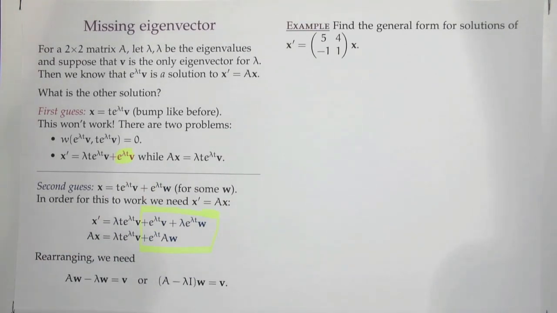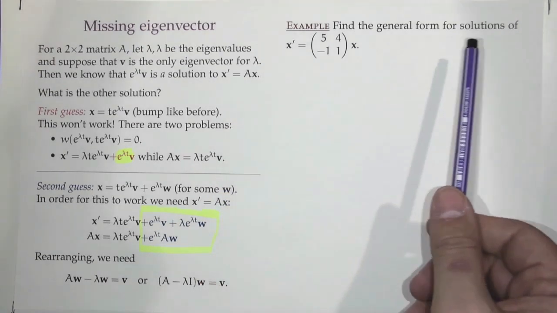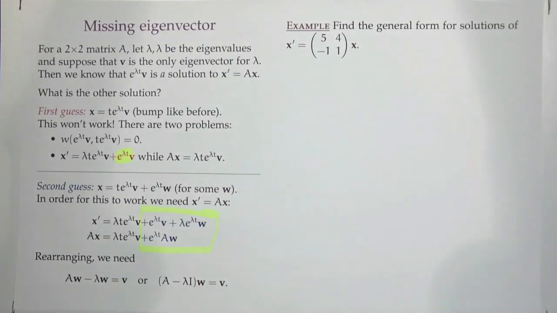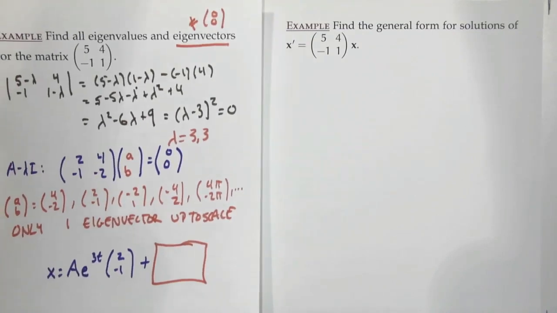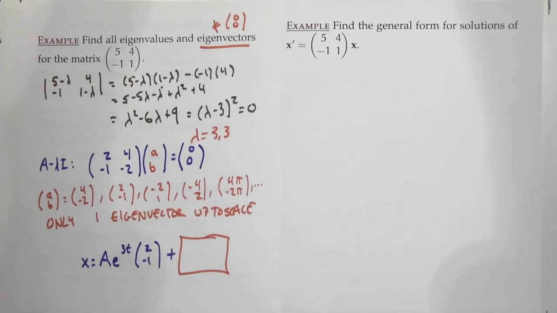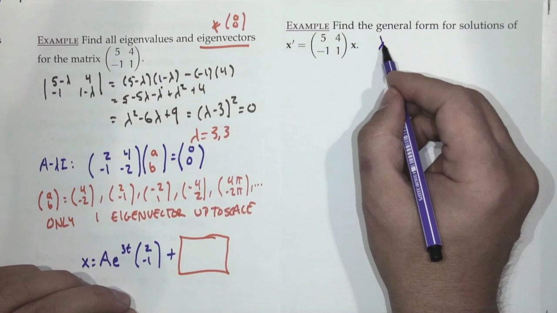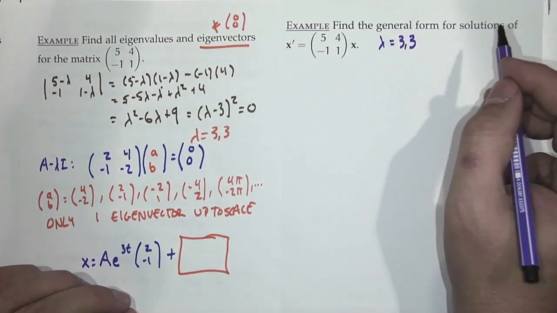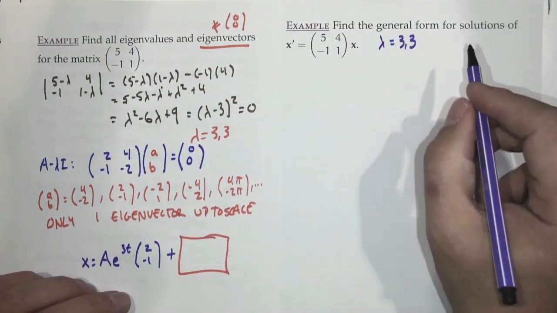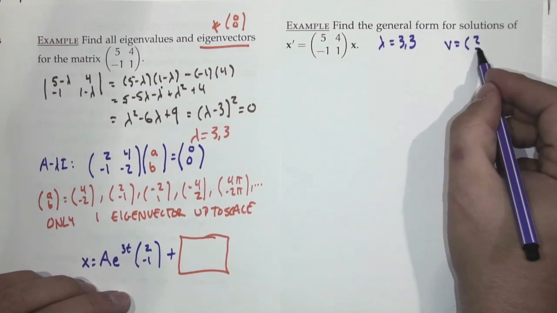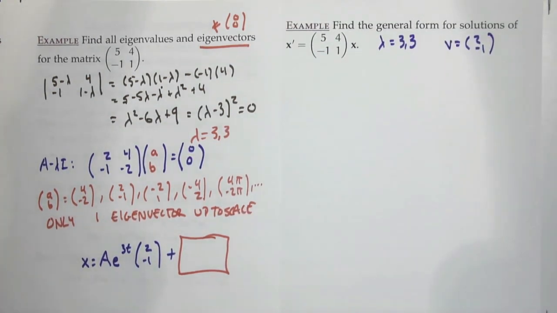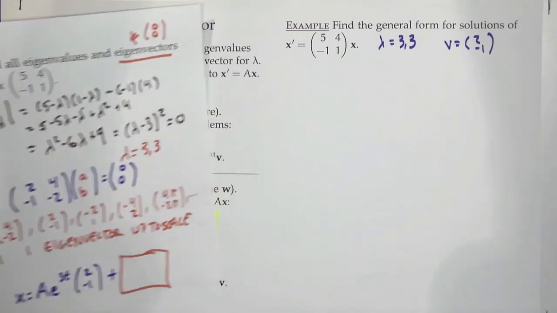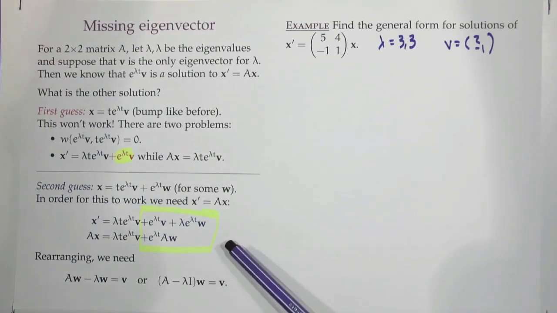All right, so let's look at this. Find the general form for solutions. X prime equals the matrix 5, 4, minus 1, 1, times x. We're not going to reinvent the wheel. We did half of the work. We know what the eigenvalues are, so let's just copy. Lambda equals 3, 3. And we know what our eigenvector is: V equals 2, minus 1. So we join this problem halfway done. Our goal is figuring out how to finish it up.